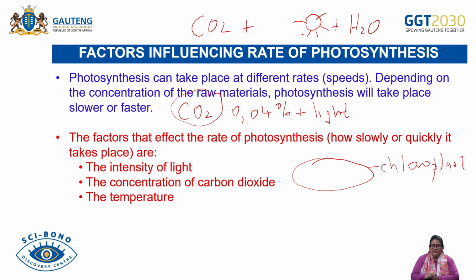So let us just summarize the slide again. Photosynthesis can take place at different rates, that means speeds. Depending on the concentration of raw materials, photosynthesis can take place slower or faster. The factors that affect the rate, how slowly or how fast photosynthesis can occur, are the light intensity, the concentration of carbon dioxide, and the temperature. So you know this slide.